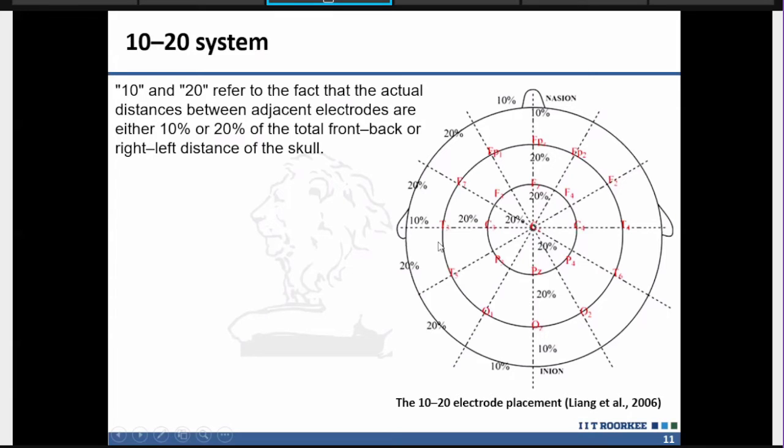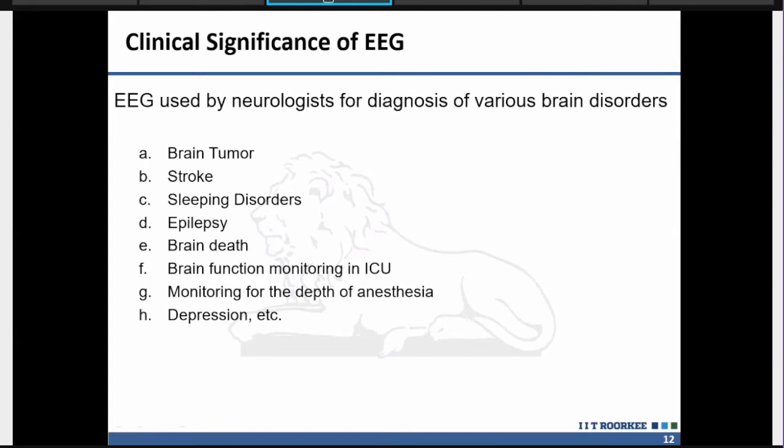The first electrode will be at T4, then after 20%, and so on. This is measured from one auricle to the other auricle, and also from the nose to the back side, the inion. So the positions are like this, according to this 10-20 standard: 10%, 20%, 20%. So with this device, sensors and electrodes, we get signals.